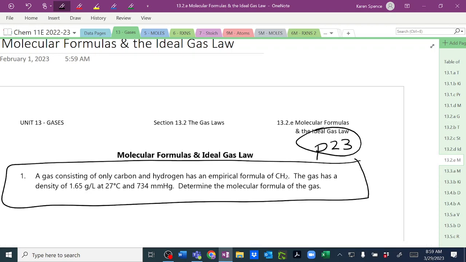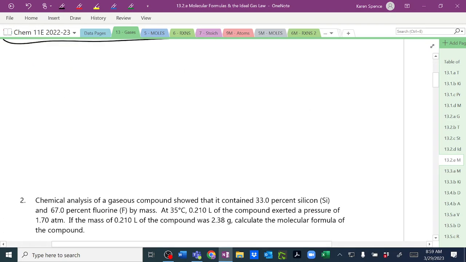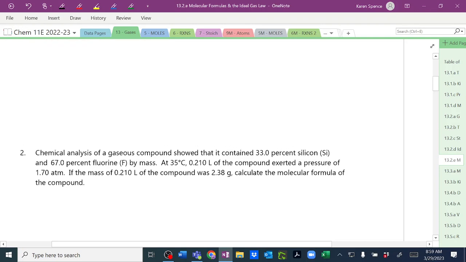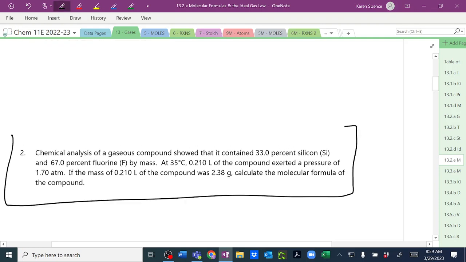Oh, that's an easy one though. It gives you the empirical formula. Oh, should we do a different one? Yeah, let's do number 2 instead. Do number 2 instead. That way you have to actually remember how to do it.